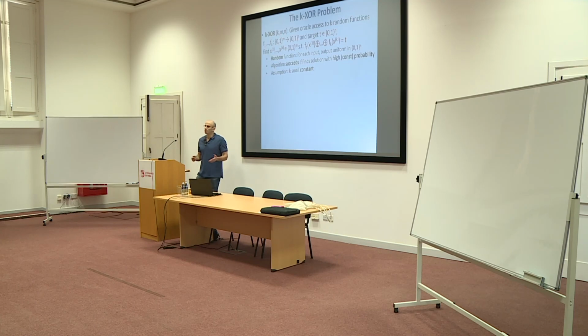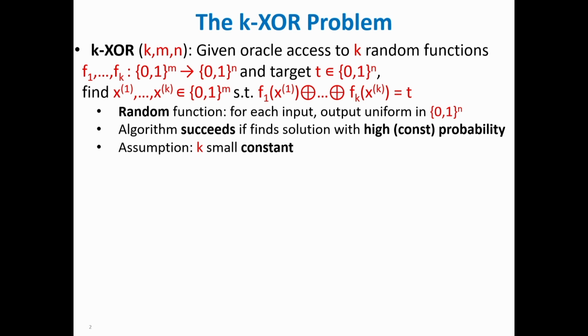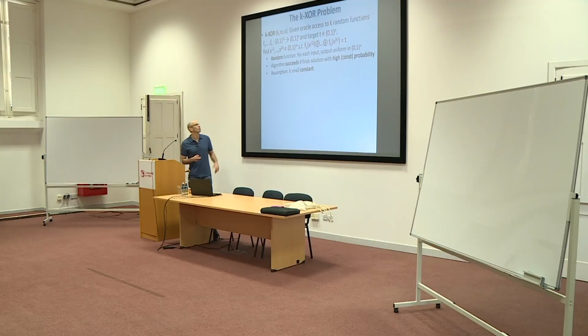And we'll talk about algorithms for this problem. Obviously, that's what we'll be interested in. We want algorithms that succeed with high probability. By high probability, usually I mean some constant. We're not going to care much about the constant. You can think about a success probability of half or one-third. That's good enough for us. The algorithms could be randomized, but actually we won't talk about randomized algorithms. We'll just see deterministic algorithms. But if they are randomized, the success probability is taken over the random choices of the algorithm and over the random choice of the functions, f1 up to fk.